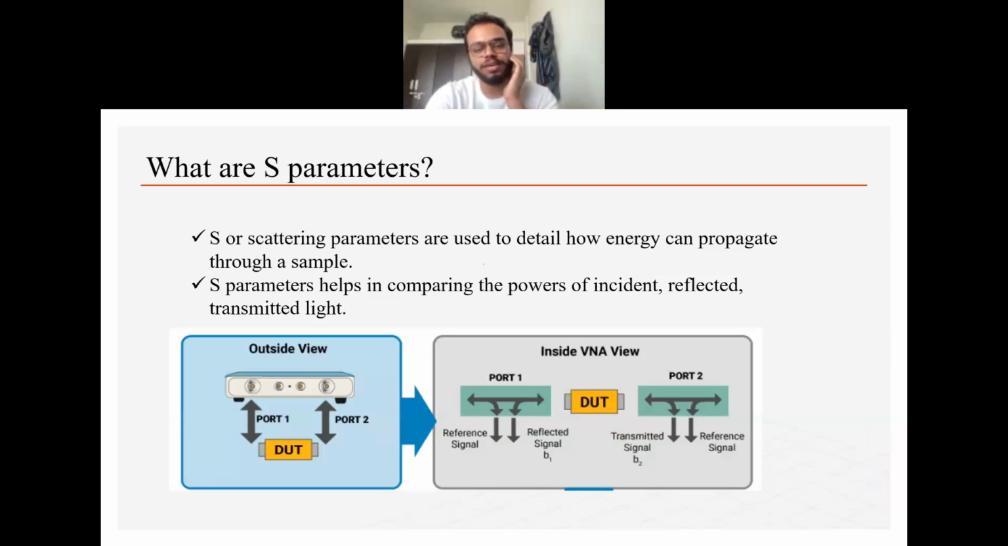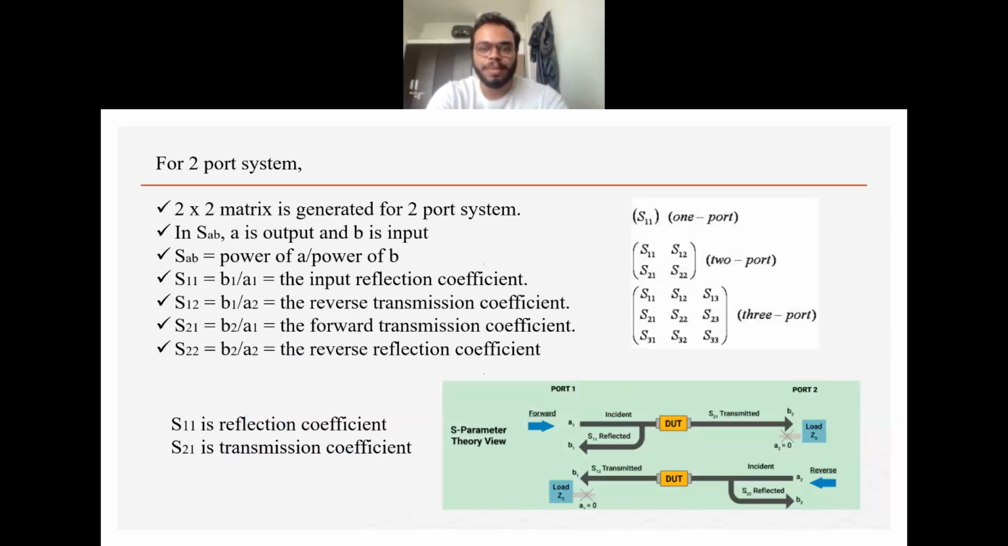Usually for a one-port system, the scattering parameter matrix, the S matrix, is a 1 by 1 matrix. For a two-port system, it is a 2 by 2 matrix, and for a three-port system, it is a 3 by 3 matrix. So the S matrix depends on the number of ports of a system. Let us consider a two-port system. A 2 by 2 matrix is generated for a two-port system.